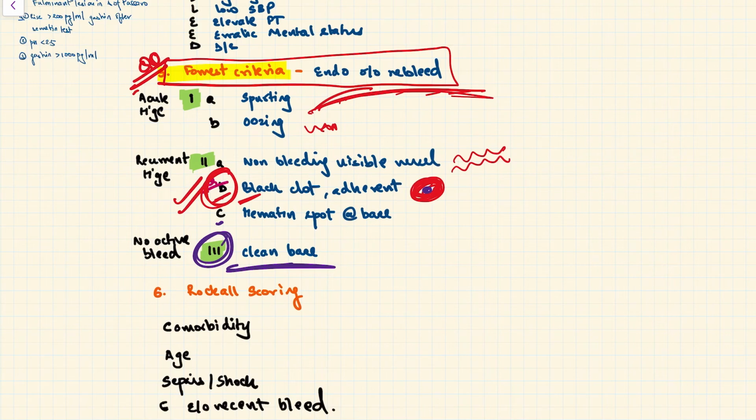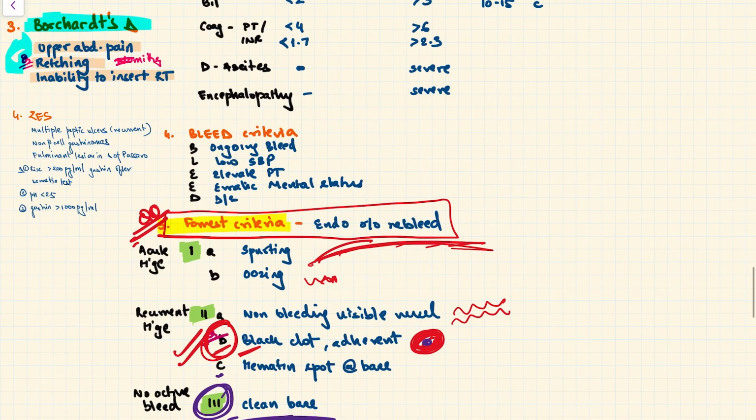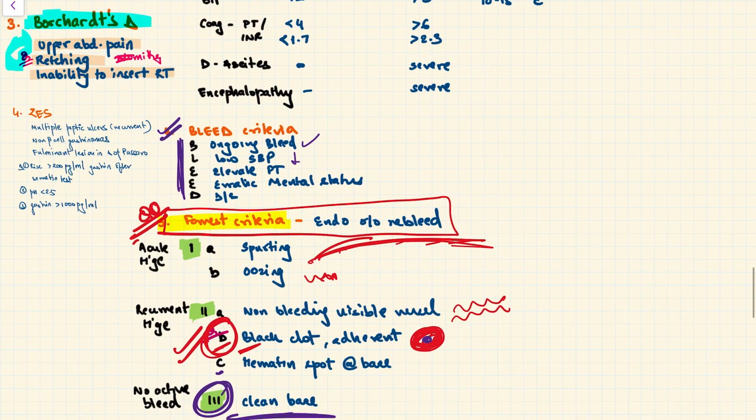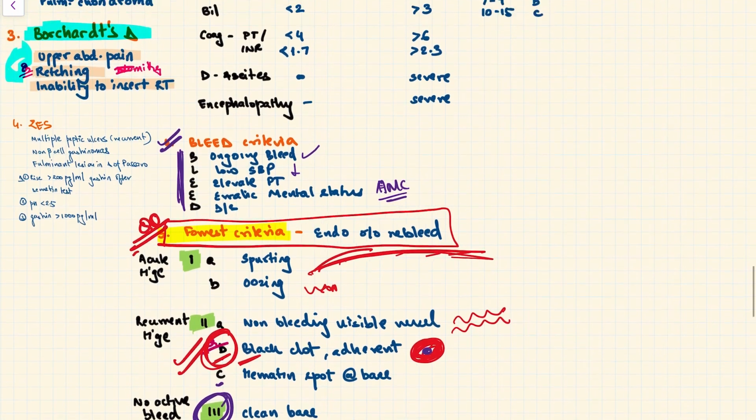So risk of rebleeding is given by Forrest criteria. Then the other bleeding scores are the BLEED criteria, right? BLEED is nothing, you just need to expand the abbreviation. B is ongoing bleed, L is low systolic BP, E is elevated platelet count, then another E is for erratic mental status or your altered mental status, right? And then D is for any comorbidity or disease along with it, right?